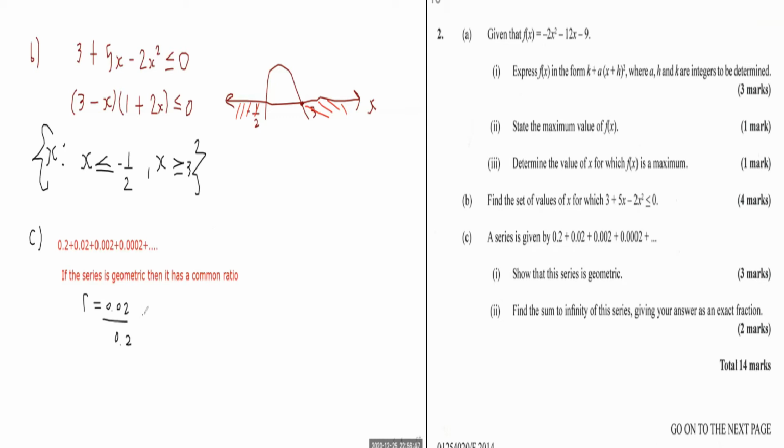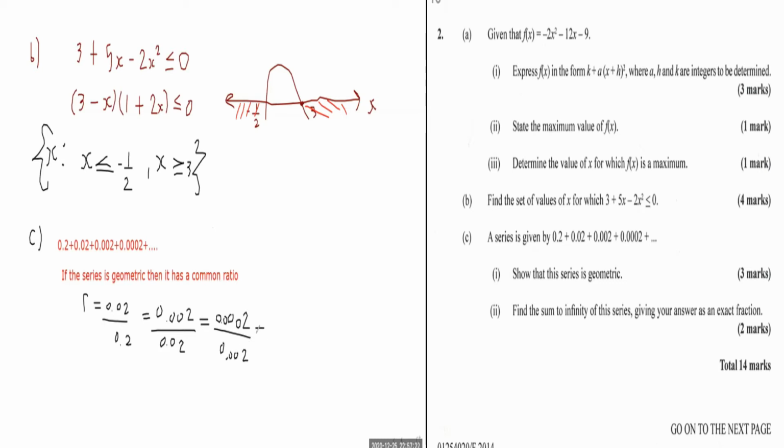And this should also be equal to the third term divided by the second term, which is 0.002 over 0.02. And it should also be equal to the fourth term divided by the third term. It should be equal to 0.0002 over 0.002.